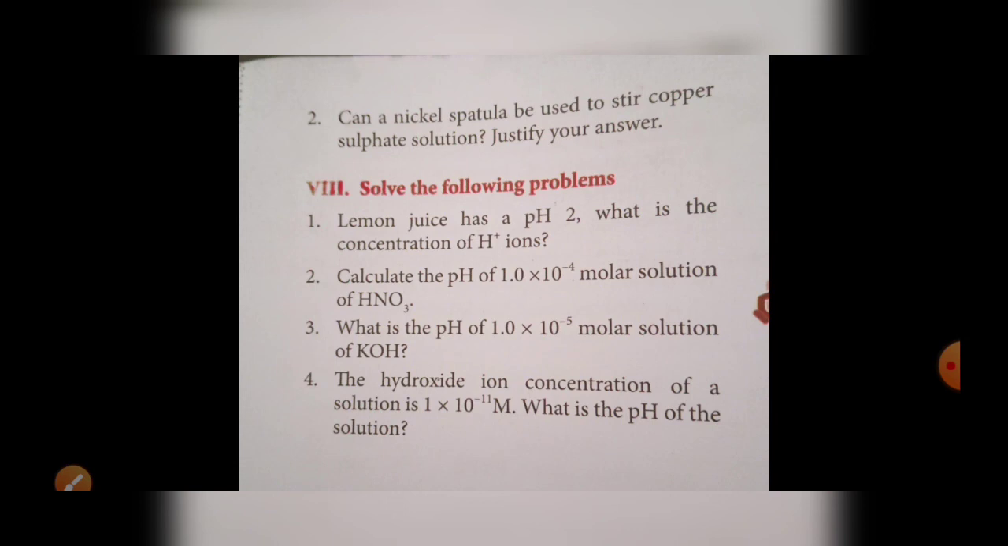Spatula is nothing but a spoon-like structure. I already said spatula is a spoon. So, can a nickel spoon be used to stir the copper sulfate? No, because a displacement reaction takes place. Copper is more reactive than nickel. So the nickel spatula will be destroyed by the copper sulfate, and nickel sulfate will be formed. So this cannot be used. That is, a nickel spatula cannot be used to stir the copper sulfate solution. That's all for this reaction.